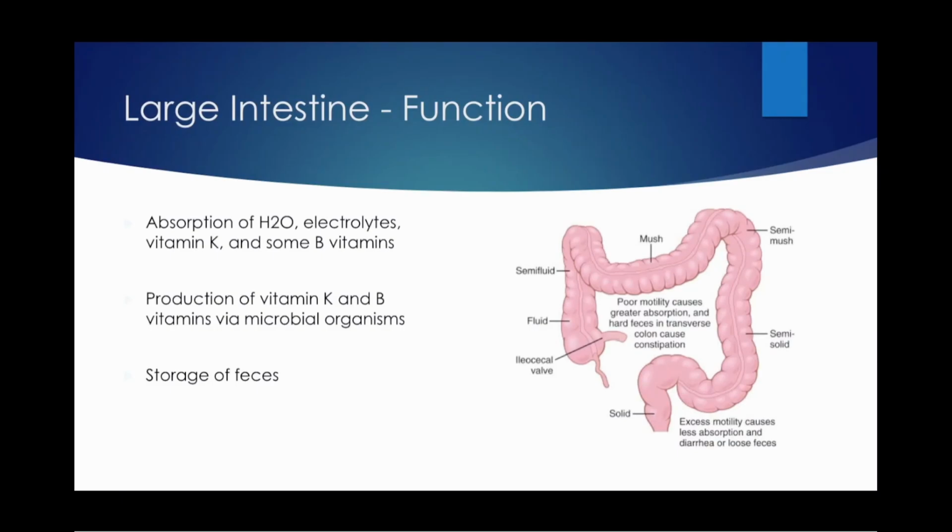Okay, large intestine. The main function of the large intestine at this point is water, electrolytes, vitamin K, and some of the B vitamins for absorption. The main one is going to be water and electrolytes. Production of vitamin K and B is via organisms in our gut. These little bacteria live in the large intestine, and they eat the stuff that we provide them, and they give us vitamin K that we then absorb. So without these flora in our gut microbiome, we can't produce vitamin K. We have a lot of problems that way. And the large intestine also has a storage of feces.